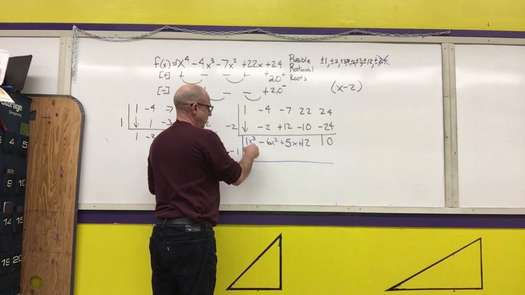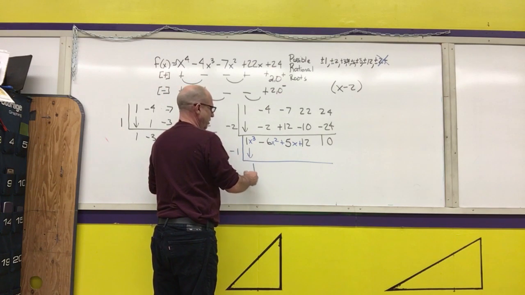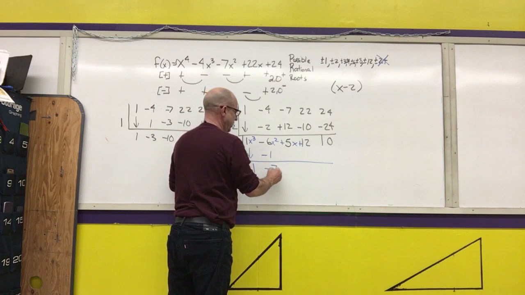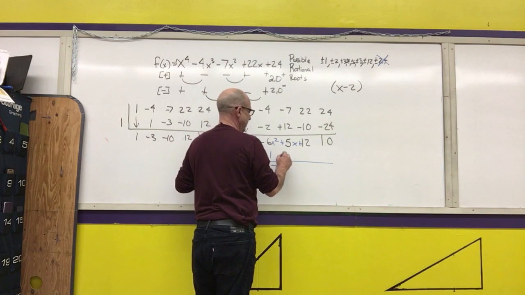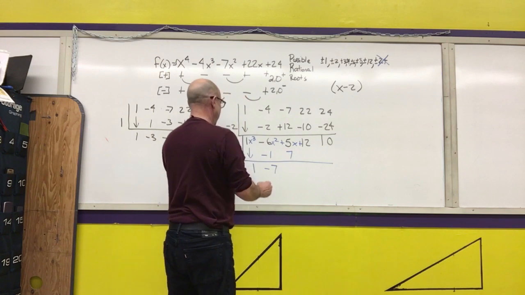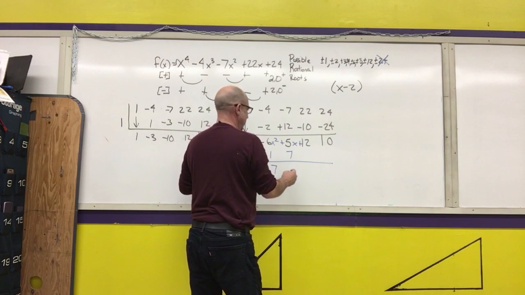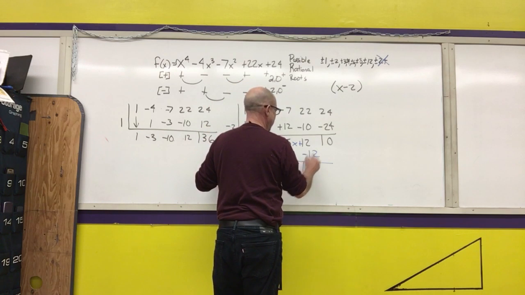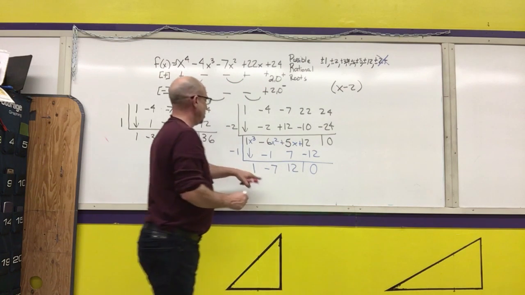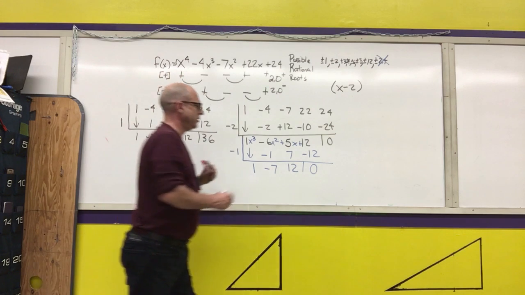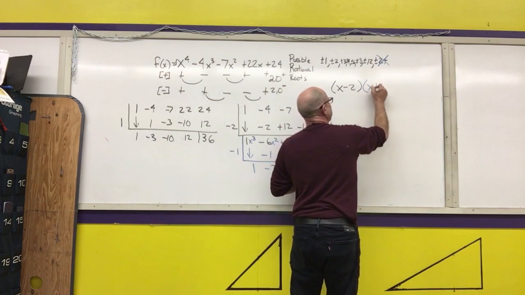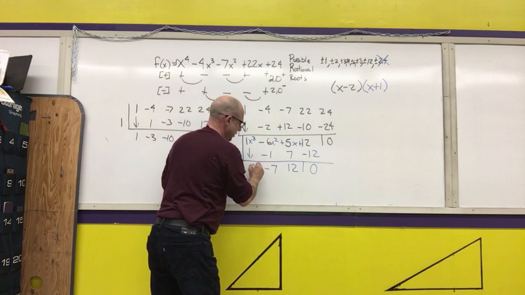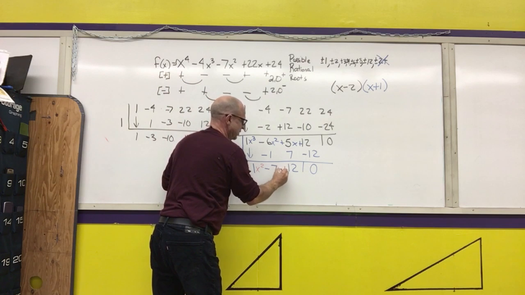So I'm going to copy, which gives me a 1. 1 times negative 1 is negative 1. Add gives me negative 7. Multiply, negative 7 times negative 1 is a positive 7. Add gives me 12. 12 times negative 1 is negative 12. 12 minus 12 is 0. So I know that x plus 1 is a factor. And that leaves me with the polynomial function x squared minus 7x plus 12.